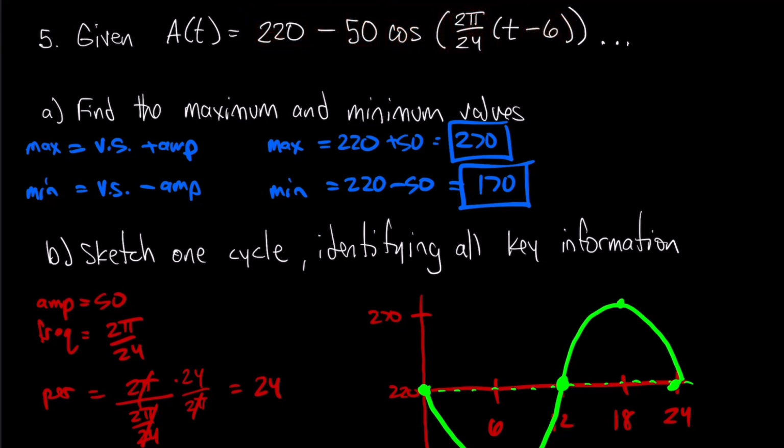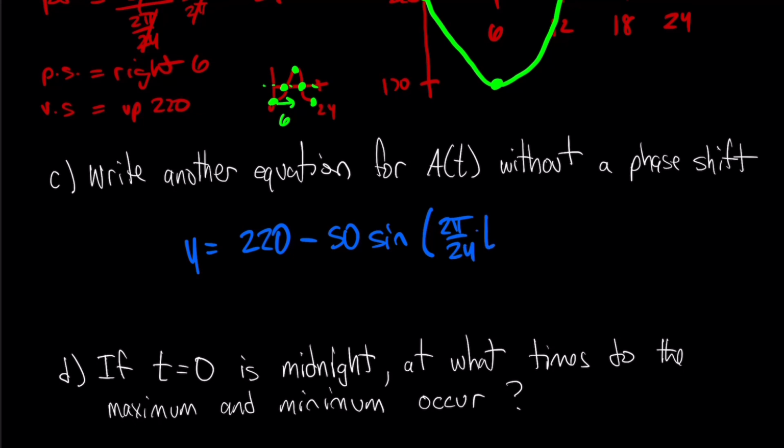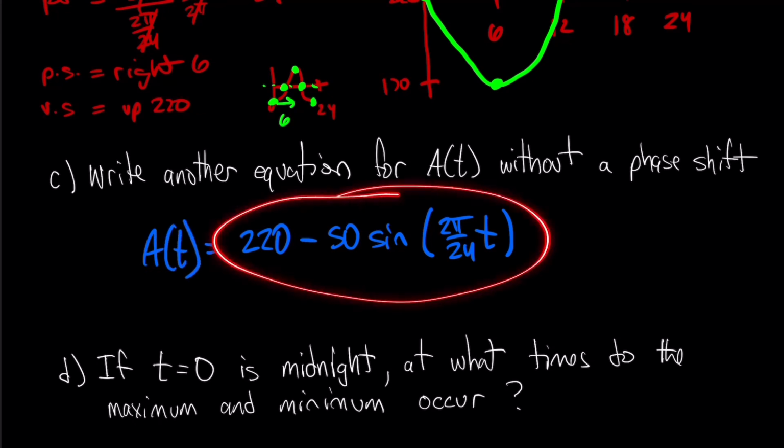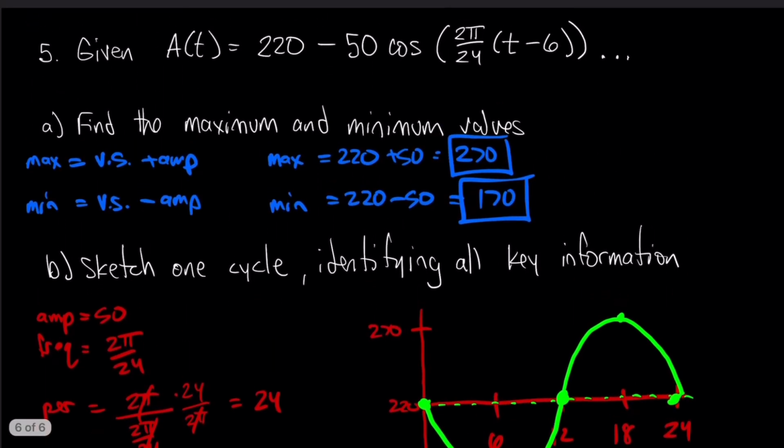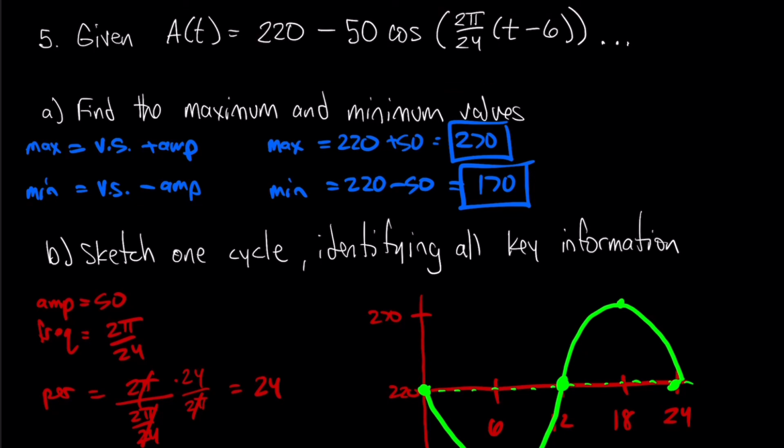Oh, okay. All that stuff, I don't need to do any work. That's simply going to be y equals 220 minus 50 sine, in parentheses I'll put this, 2 pi over 24 t. Oh, you know what? I should make this a of t. Sorry, I forgot my function notation. So this equation right here is the exact same as this equation. We would say those are in phase because it just gives you the exact same graph.